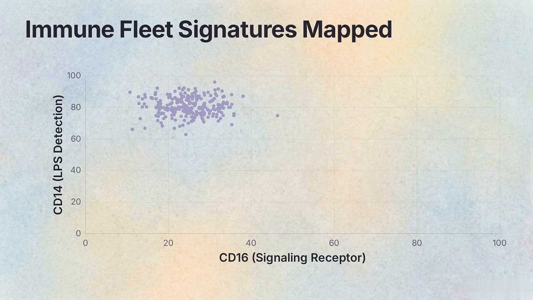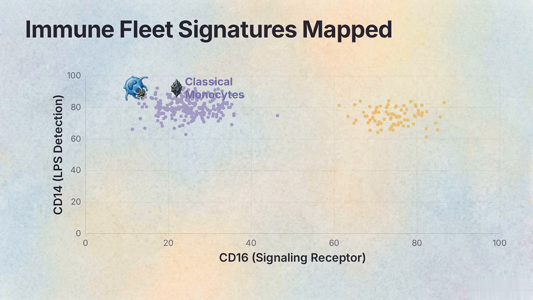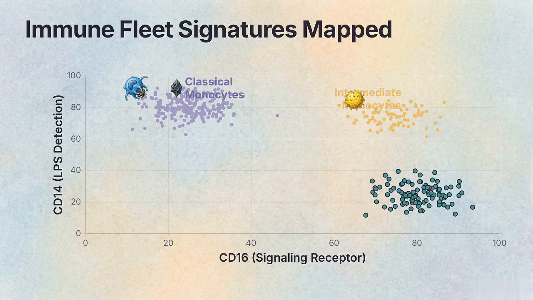In healthy blood, a large cluster populates the top left quadrant. These are classical monocytes, expressing high levels of CD14 but lacking CD16. Classical monocytes are routine patrolling phagocytes that clear debris and maintain vascular order. A smaller cluster populates the top right quadrant. These intermediate monocytes express both receptors and handle antigen presentation.